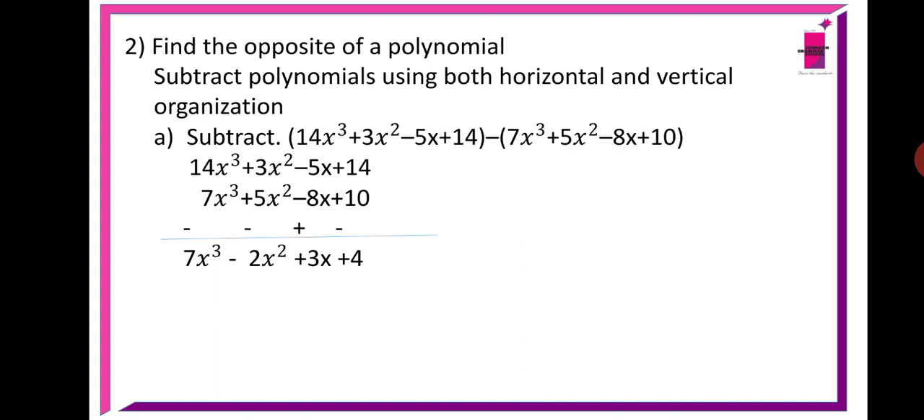Now the minus changes the sign of the second polynomial. Like 7x cube becomes minus 7x cube and 5x square becomes minus 5x square, minus 8x becomes plus 8x, and plus 10 becomes minus 10. Now if you solve it, you will get 7x cube minus 2x square plus 3x plus 4.